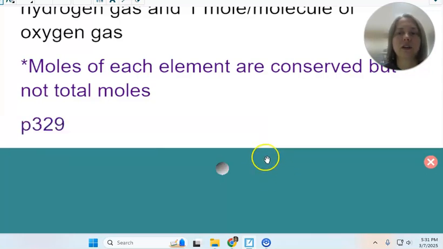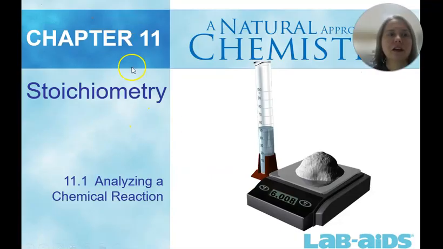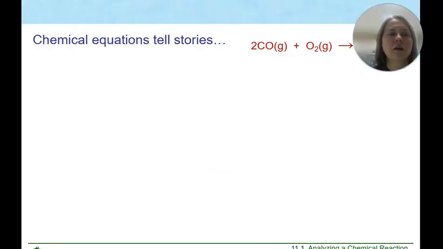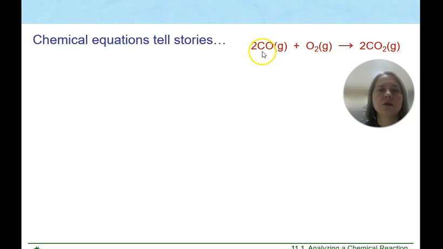Okay, in class we're going to look at page 329, and we're going to look at a little PowerPoint. Okay, so let's take a look at this. So chemical equations tell stories, like 2 moles of carbon monoxide gas react with 1 mole of oxygen gas to form 2 moles of carbon dioxide gas.